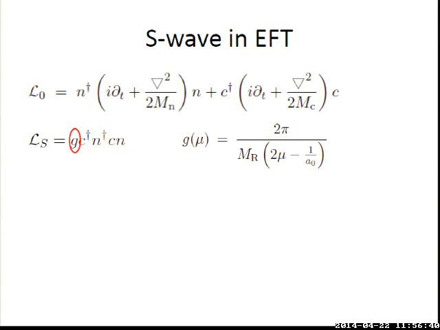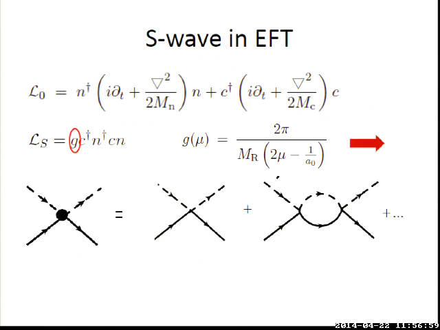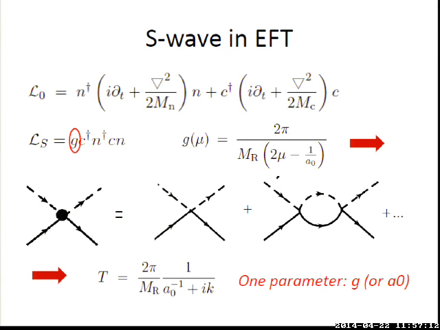People have talked about this many times in previous talks. Basically, you introduce an S-wave contact interaction between core and nucleon, and by using proper power counting, or proper estimates of the size of these couplings, you will realize all these bubble diagrams sum up. If you think about neutron and lithium-7 scattering in the S wave, this reproduces the leading order T matrix from EFT. The point you want to take away is that we need one parameter G in the Lagrangian, or effectively we need to know the scattering length in the S wave. And that's the leading order information we need.